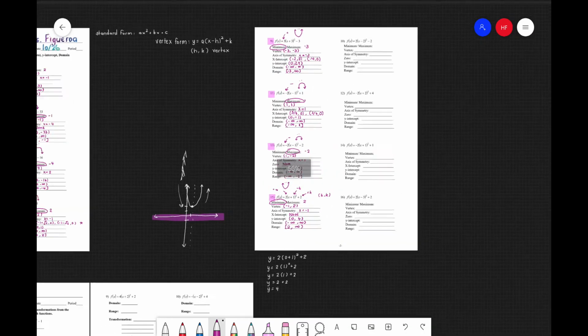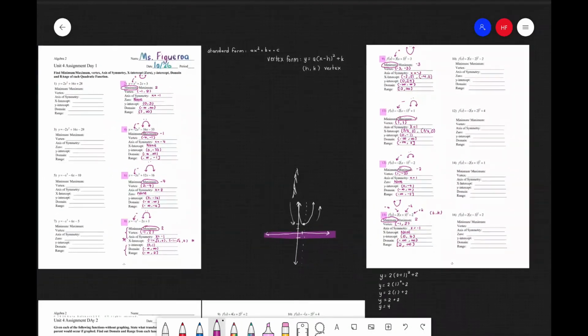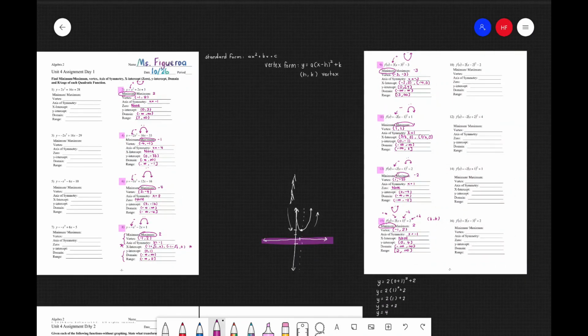So your homework for today is to do the other 8 problems. We did half of them together, and then you guys will do 1, 3, 5, 7, and then 10, 12, 14, 16.